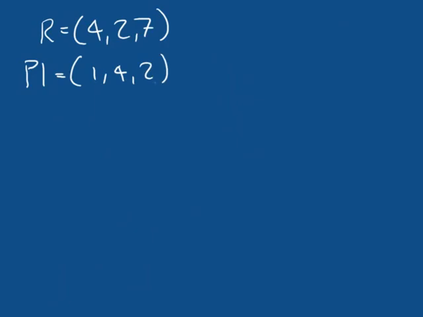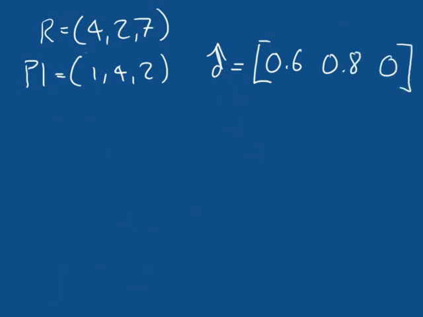Fantastic. So the question we're trying to solve is the question of the perpendicular distance between a point R, given by the coordinates 4, 2, 7, and the line defined by the point P1, which is equal to 1, 4, 2, and the direction vector D, which is equal to 0.6, 0.8, and 0.